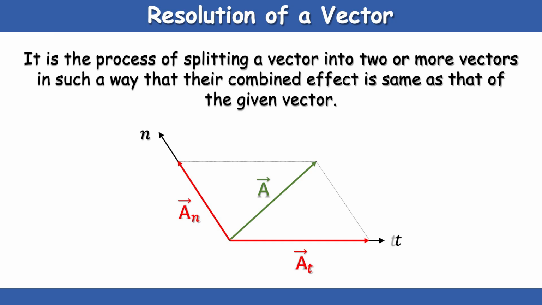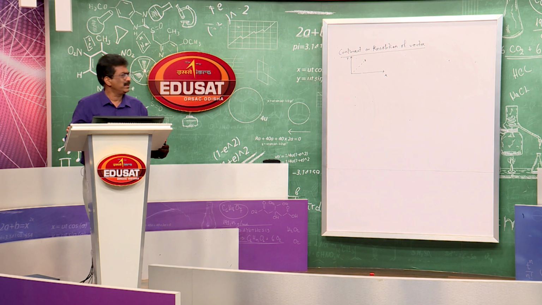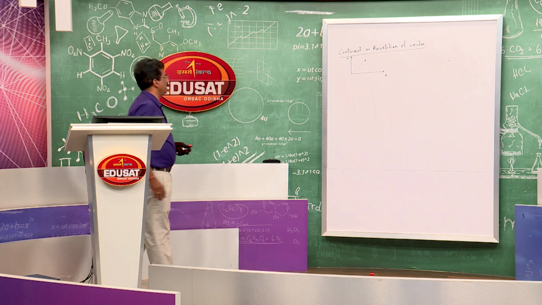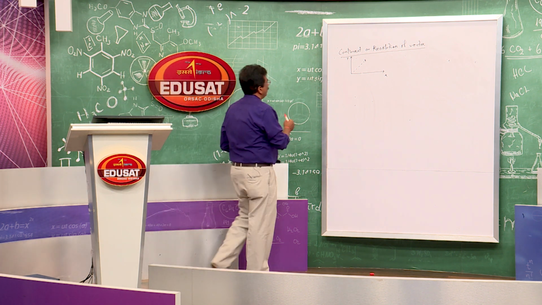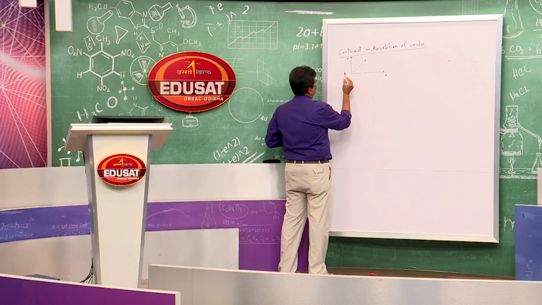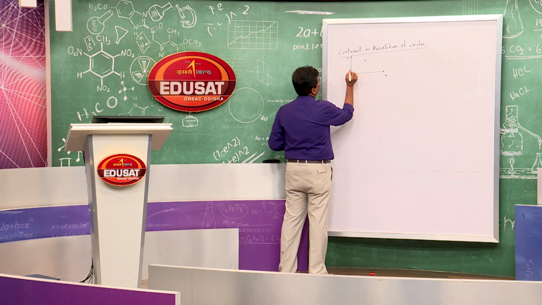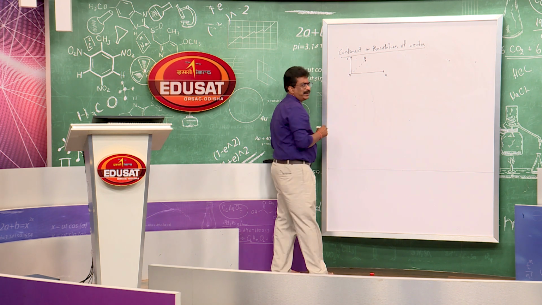As we discussed, resolution is the process of splitting a vector into two or more vectors in such a way that their combined effect is the same as that of the given vector. Suppose we have a vector, let this be A and this be B.